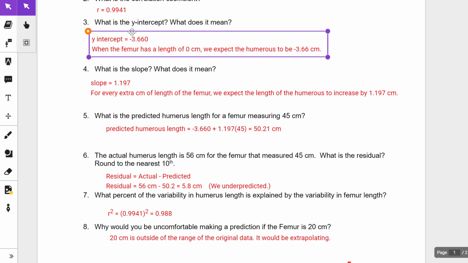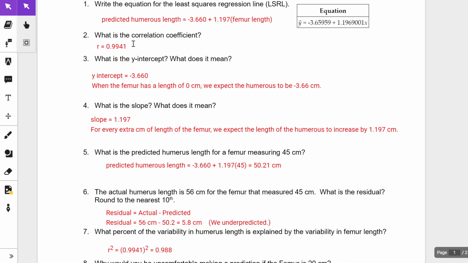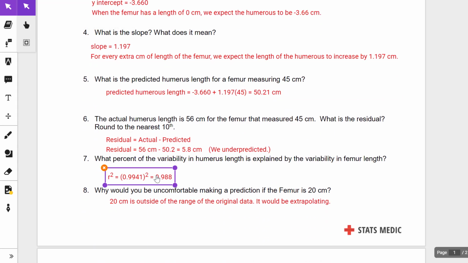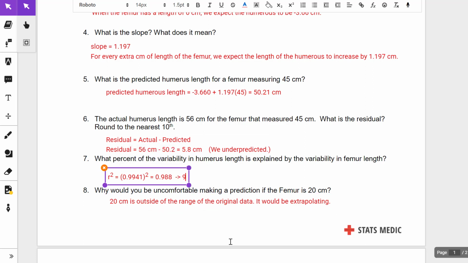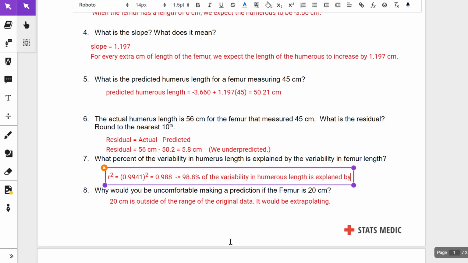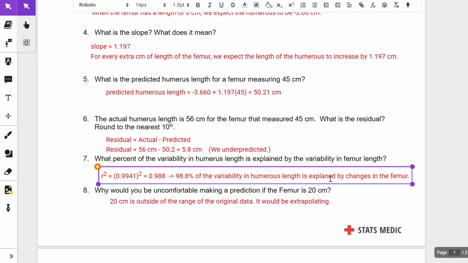So you can take this r up here that we had at the very top, the correlation coefficient, and square it. And whatever that is, and I should go ahead and change this to percent here. So it's 98.8% of the variability in humerus length is explained by changes in the femur. All right, so most of the variability in that is explained by the variability in the femur.